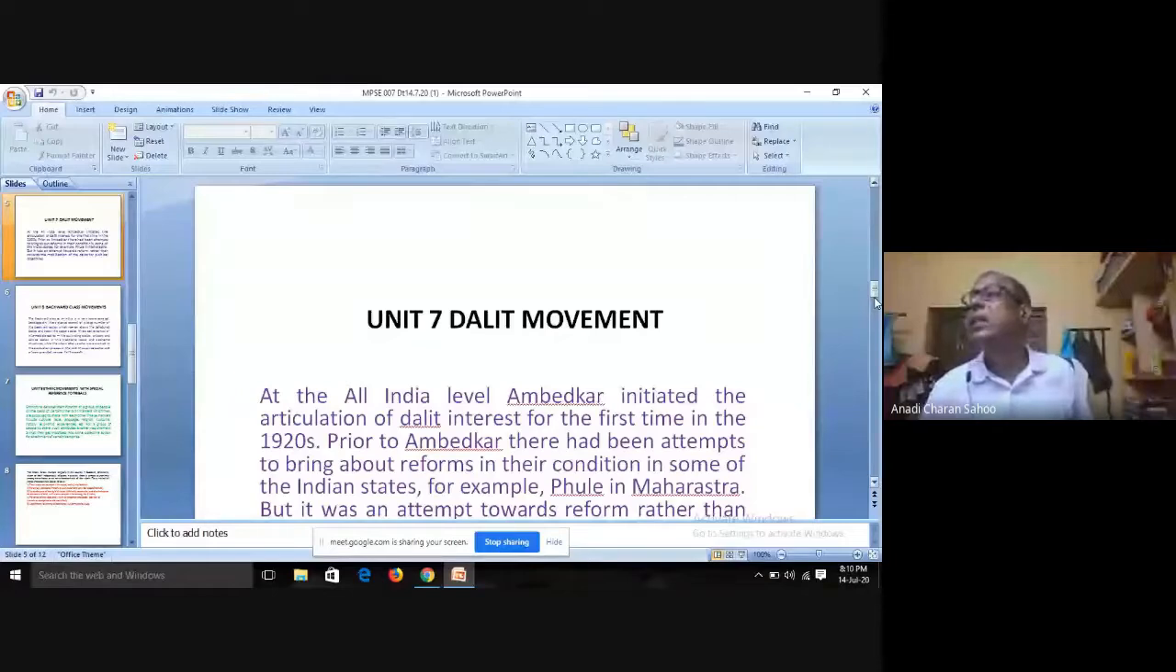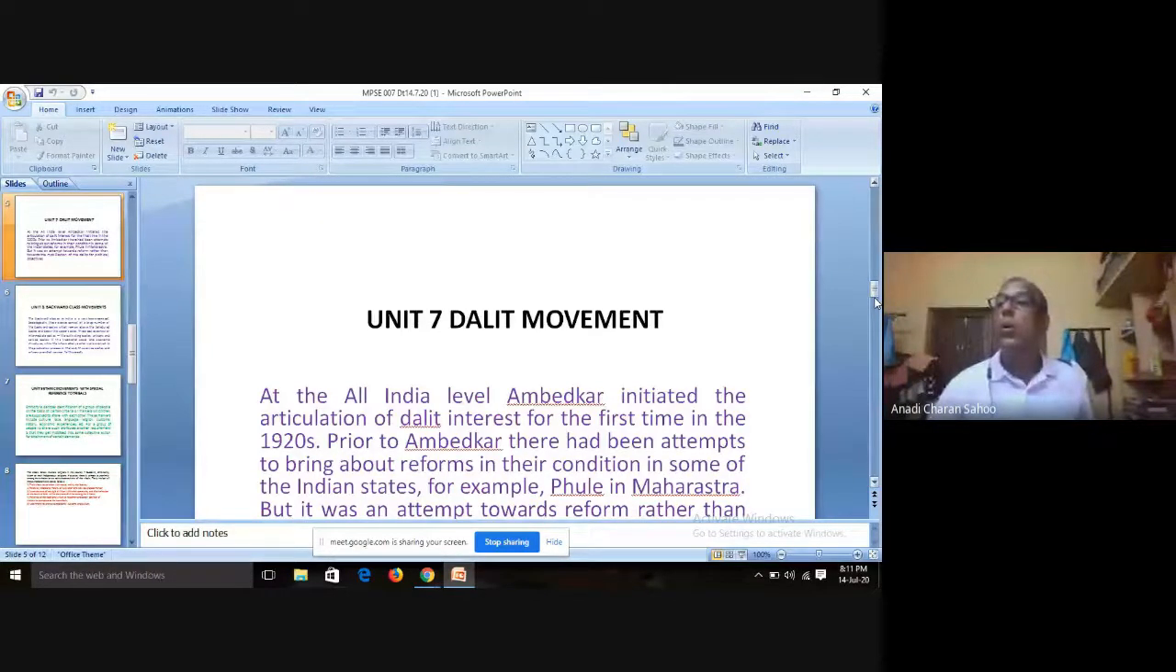This is all about Unit 6. Then we shall go for Unit 7, that is most important, Dalit movement.